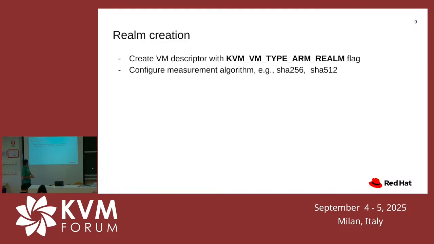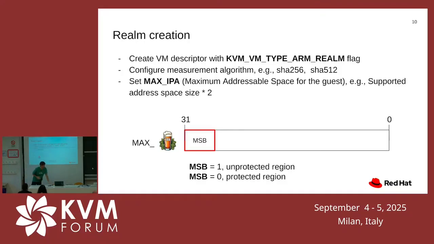So yeah, for the creation of the confidential VM, first what we did was, for sure, use the ARM realm flags during the creation of the VM descriptor. You also have to configure the algorithm that you're going to use for the measurement. And in addition, you have to set up the max IPA, which is the maximum addressable space for the guest. This is important because it's a value that is going to be taken into the measurement. I don't know exactly how, but you have to know it.